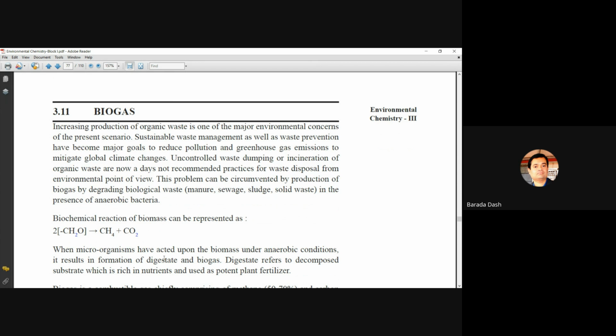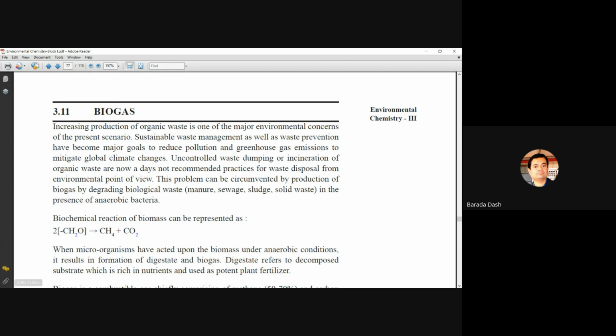So sustainable waste management as well as waste prevention have become major goals to reduce pollution and greenhouse gas emission to mitigate global climate change. So basically, you can manage such organic waste by making compost, or you can do anaerobic digestion of this organic waste to produce biogas.